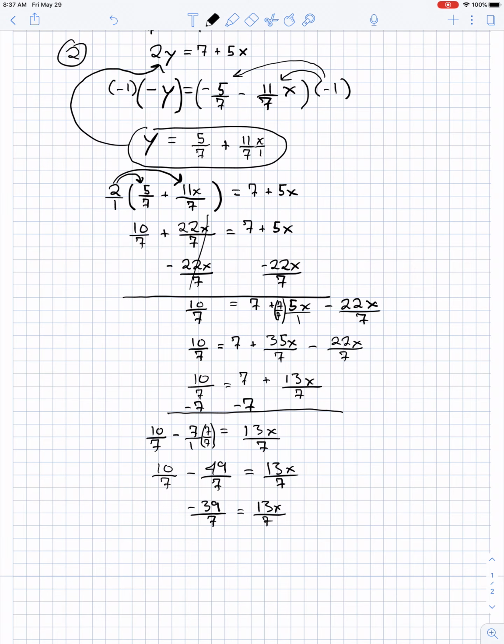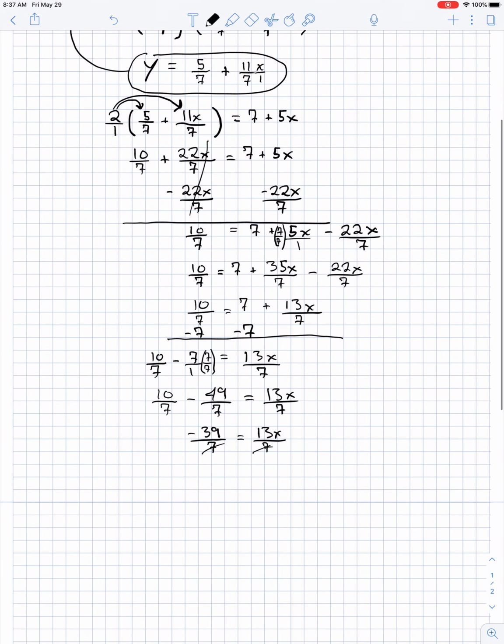And look at that, that's convenient. The 7s just cancel out if we multiply both sides by 7 to get negative 39 equals 13x. Finally, divide both sides by 13 to get x equals negative 3. That seems like a believable number.